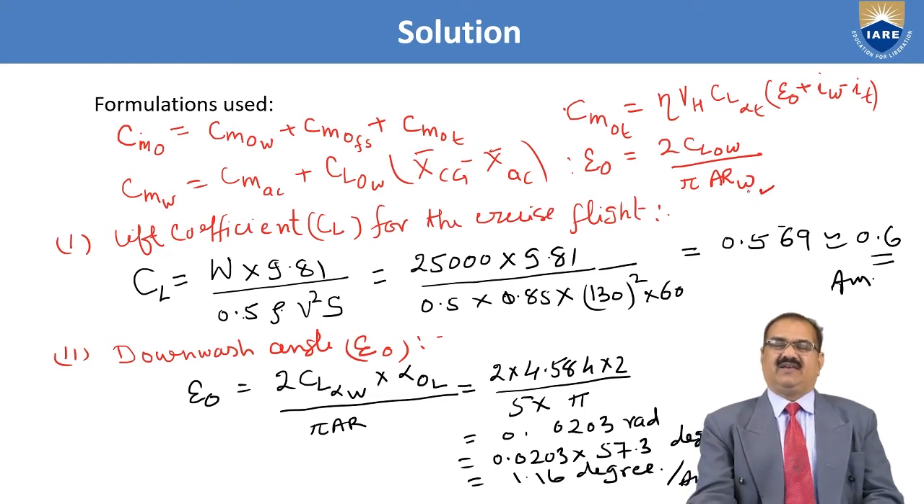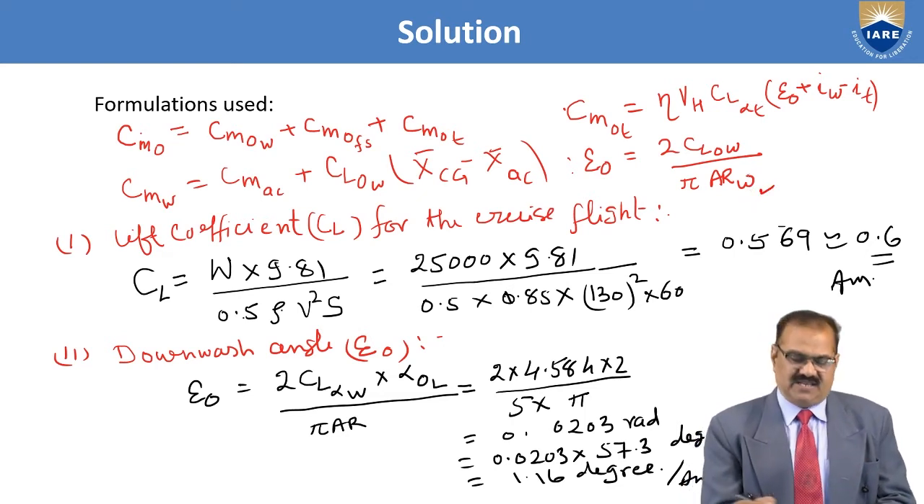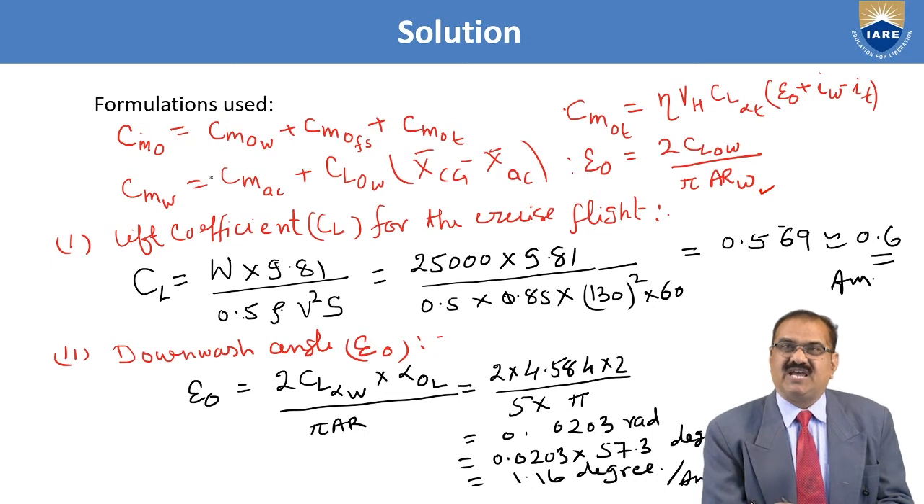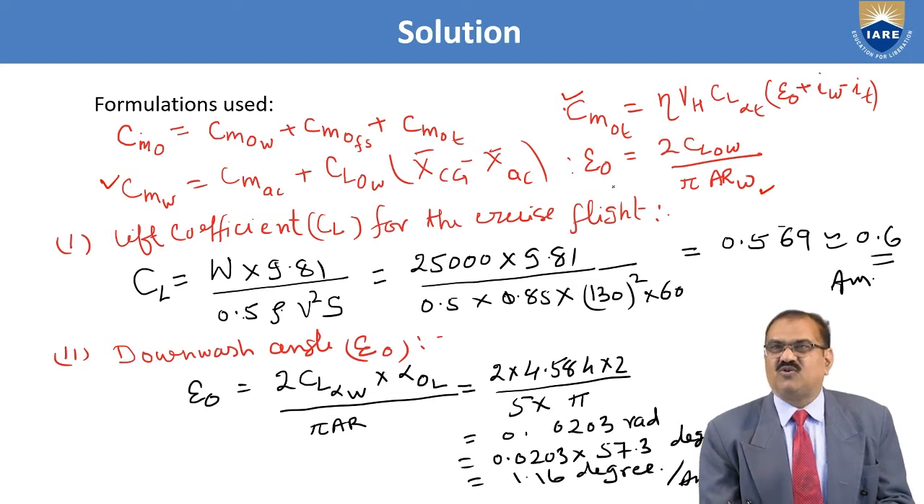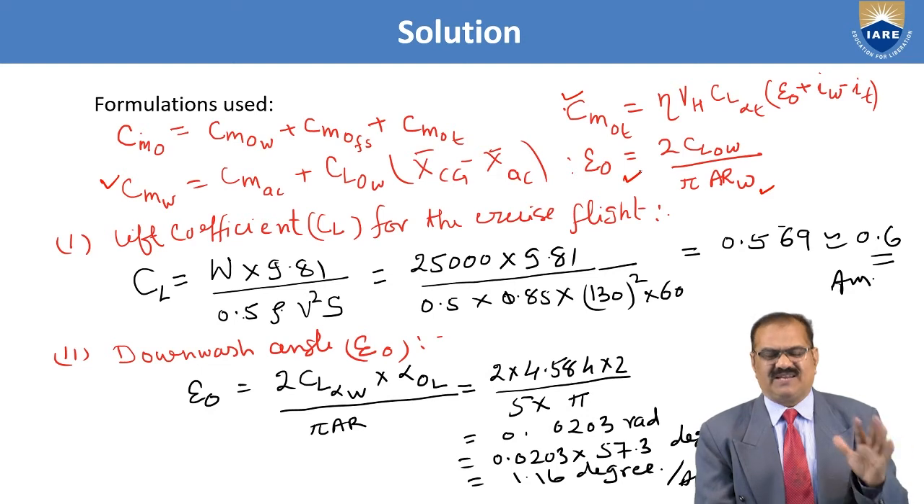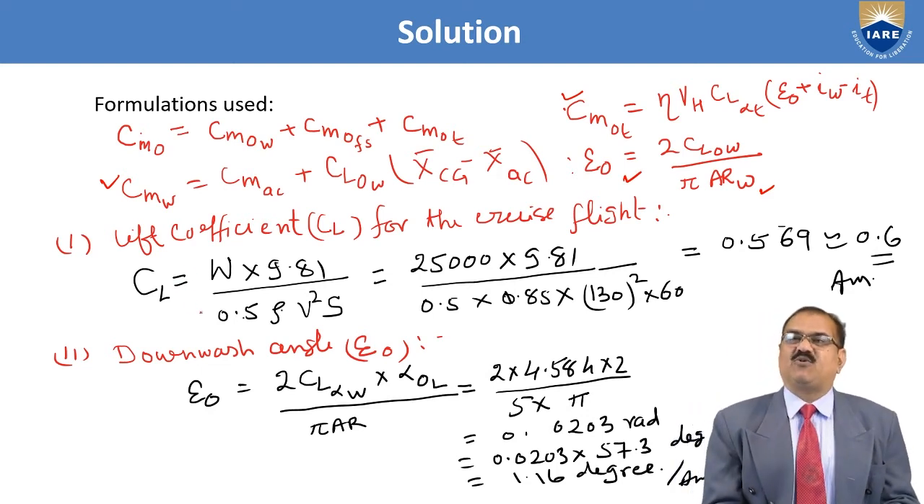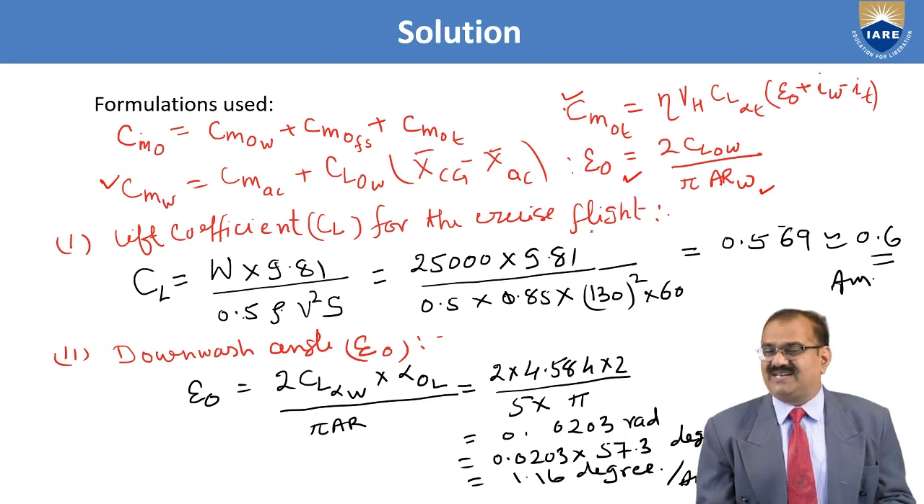So here is a very simple procedure. For this Cm naught, first we have to find out Cm naught W and then Cm naught T. For Cm naught W we will use this equation. To find Cm naught T we will use this equation. To find the downwash angle we will use this equation. Very simple.